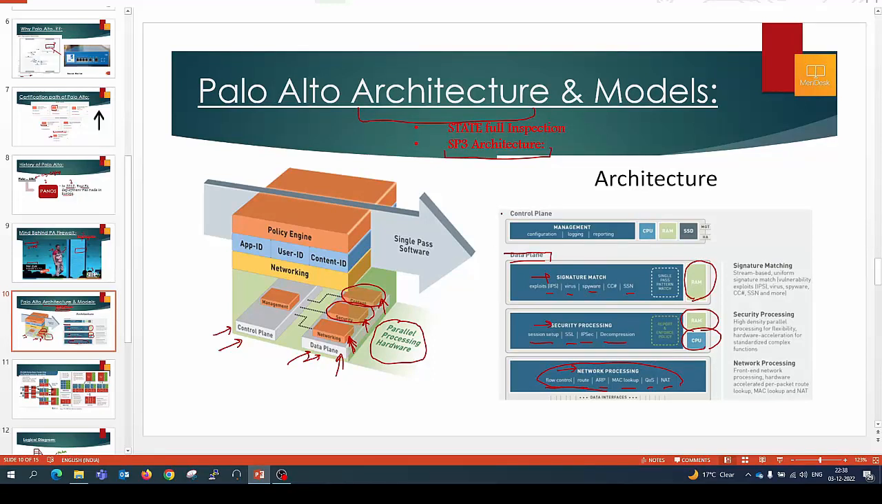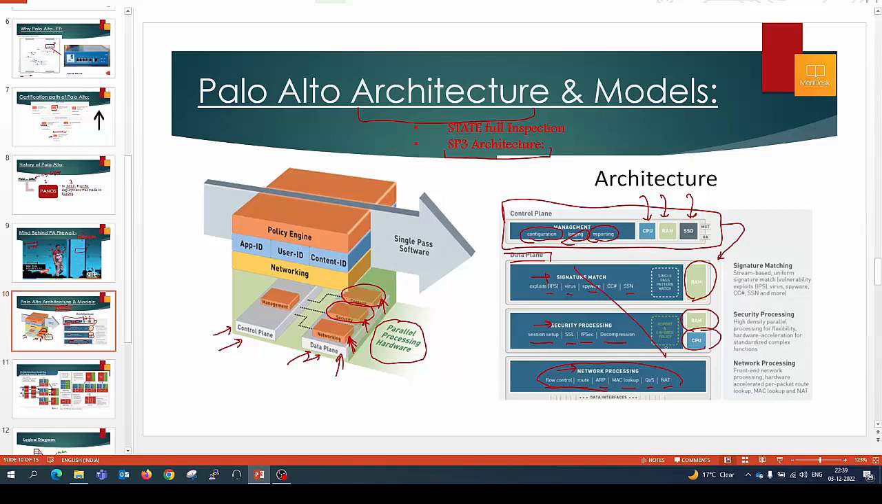And then we have a management plane over here in which you will be doing what? Your configuration, your logging, and your reporting. And this management plane also will have one CPU, one RAM, and one SSD. Means this management plane will not have any dependency on the data plane.